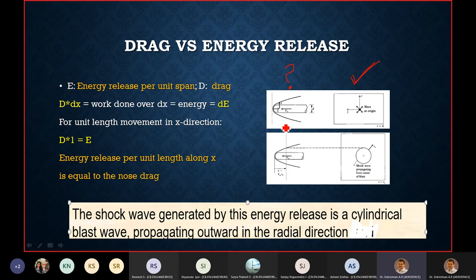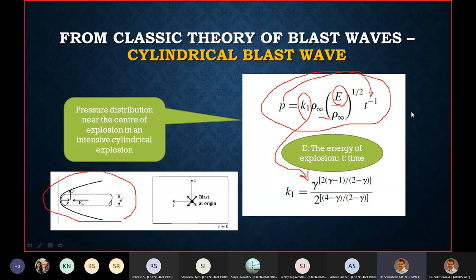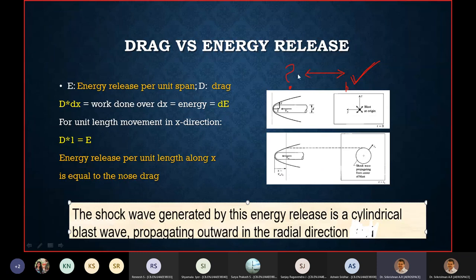So the question is, how are we going to relate these two? We know the static pressure near the center from this relation that we have just discussed, K1 rho infinity and so on. Now, what we need to find out here is the resulting drag, or the drag coefficient. So we observe that if we consider a drag force, then force into distance, D into dx, can be equated to the work done, and the energy. Work done is equivalent to the energy, right?